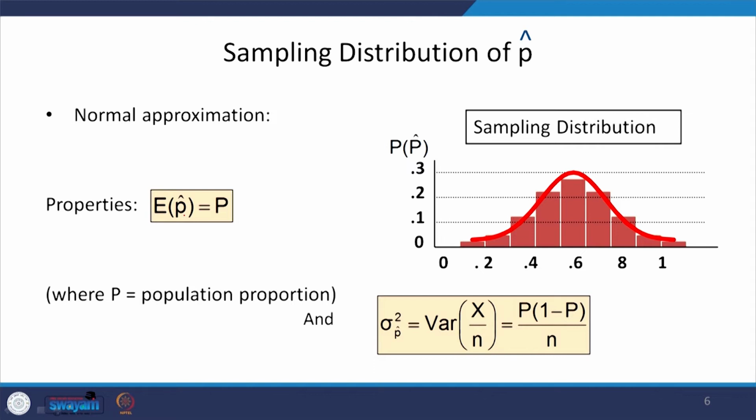The variance of this sampling distribution is PQ by n, that is P into 1 minus P by n. Actually, you need not remember this formula, we can derive it, because we have seen in the previous class that the mean of the binomial distribution is nP and the variance of the binomial distribution is nPQ. We have to use capital P for the population, so we will use capital Q, otherwise we can write 1 minus P.